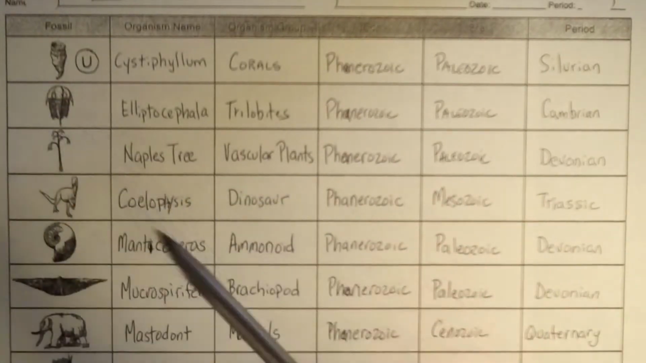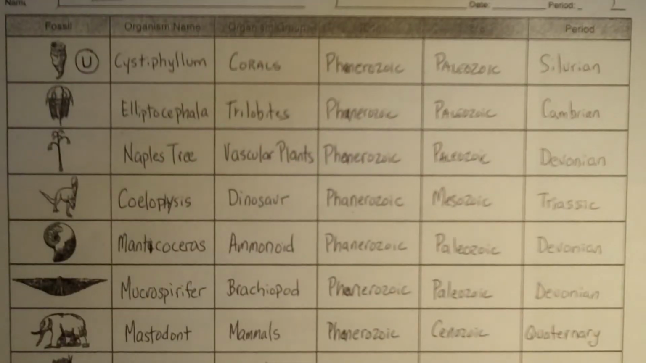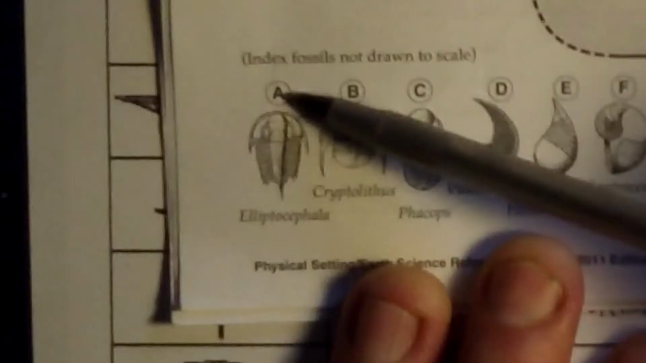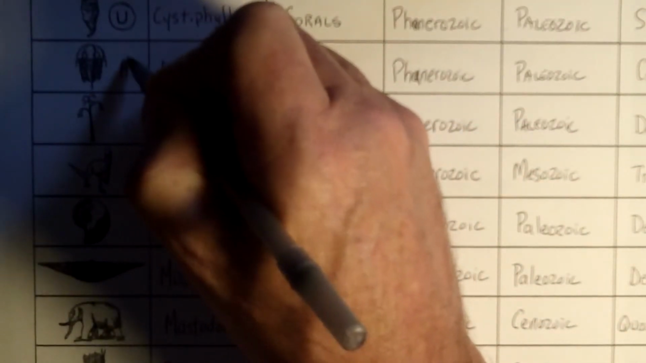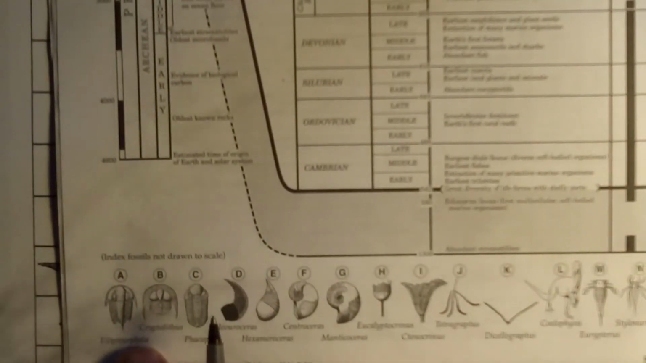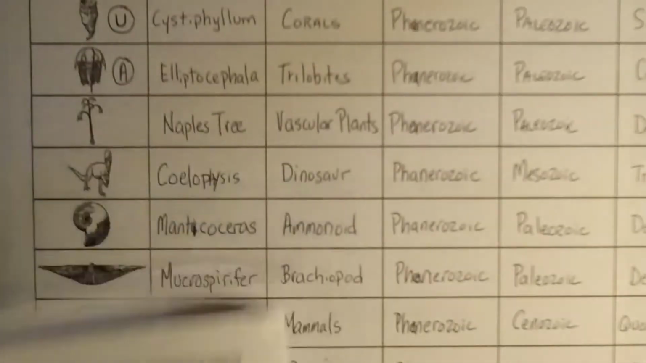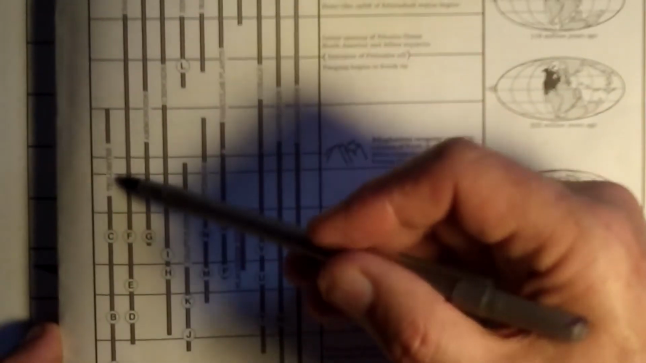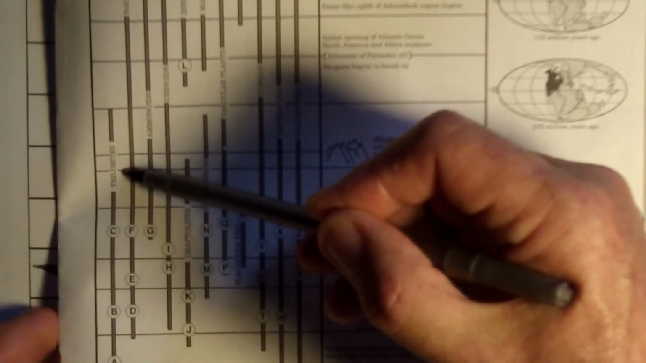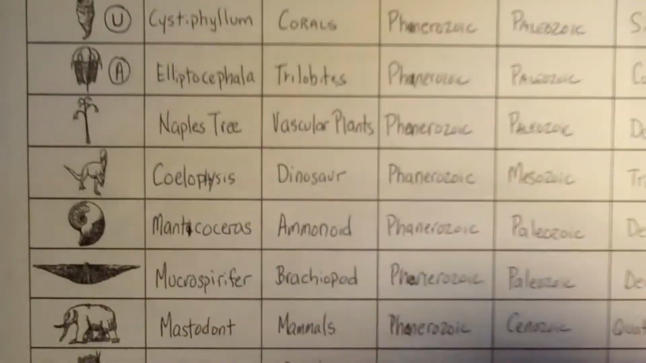The second one is this organism right over here. That matches up with the organism that you see in the bottom corner right here. You see it has a letter A above it. We put that letter A down in here. And that gives me the name of the organism, the Elliptocephala. Okay, so there is the name. Now I want to get the organism's group. I'm going to take a look at this section right here, and I find the letter A is in this column right here. Go up right here, and it says trilobites. So the organism's group is the trilobites.